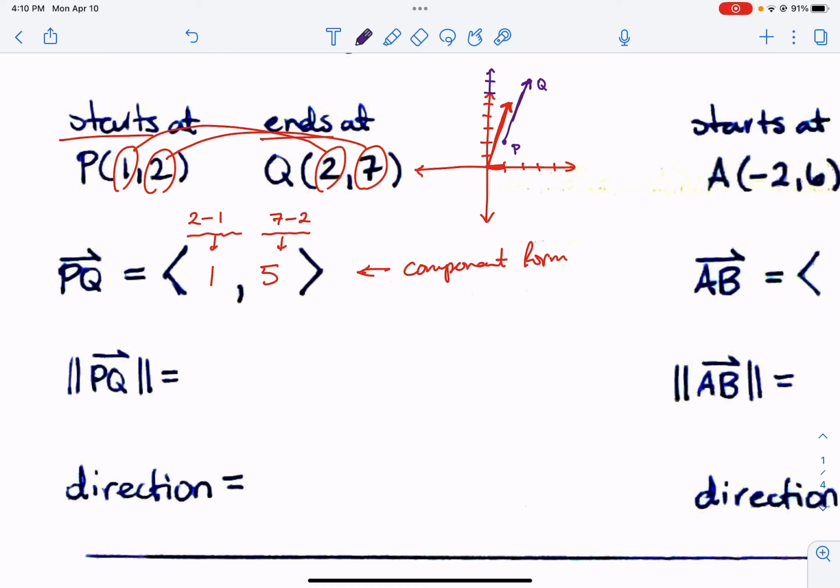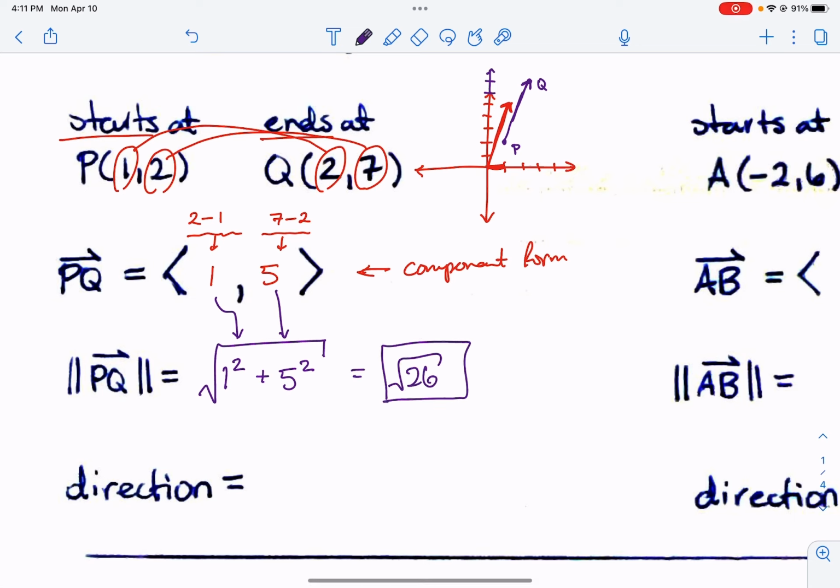Now for the magnitude, you can either use the distance formula between these 2 points, all the way back from the beginning of the school year, or you can just take the first component squared plus the second component squared and put it inside of a square root. So if you have that component form, then you can just go straight to using that formula there. And we get the square root of 26, which, just go ahead and leave it like that if you get an answer like that.